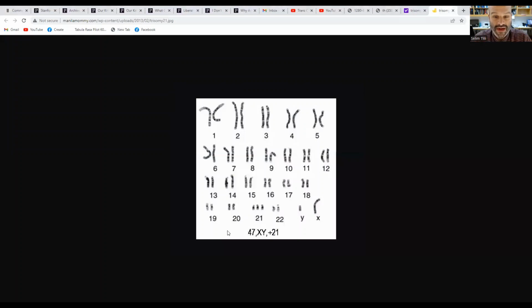So what we're looking at here is a karyotype, a genetic map of a boy. We know it's a boy because the sex chromosomes, the X and Y chromosomes here, indicate this is a male. And we see 3 copies of chromosome number 21. Normally we have 2 copies of chromosome 21, but individuals who have Down syndrome will have 3 copies.